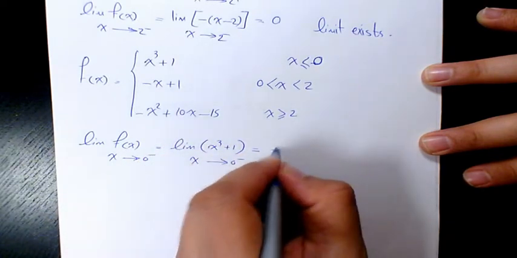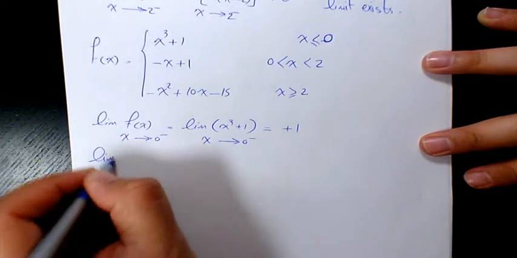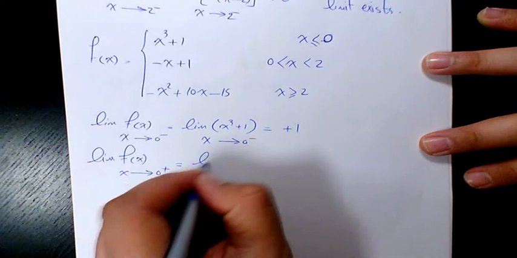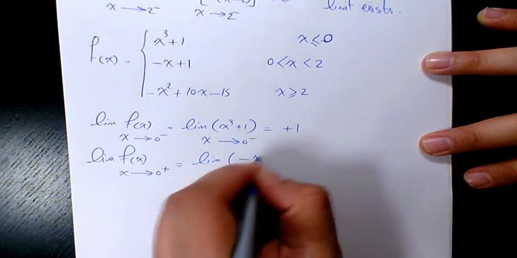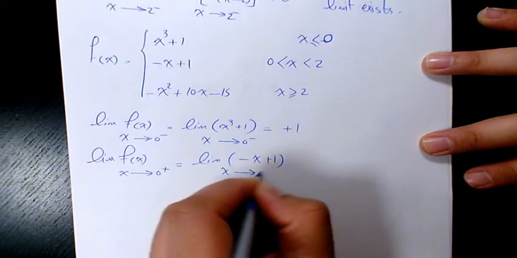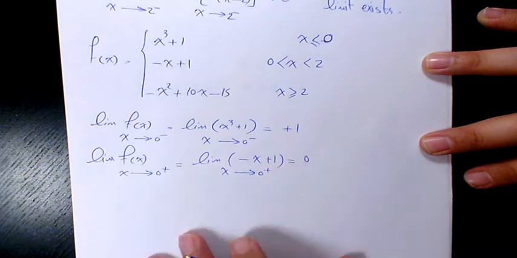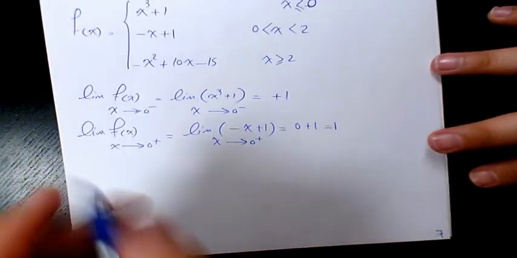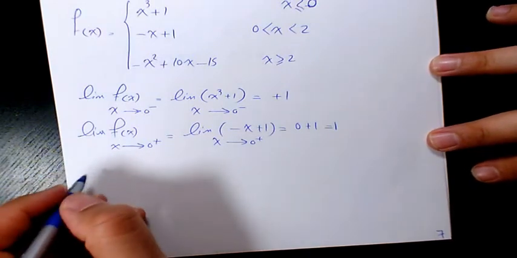0 plus 1 is going to be plus 1. The limit of f of x as x approaches 0 from the right-hand side is going to be 0 plus 1, that's going to be 1. So the limit exists at x equals 0.